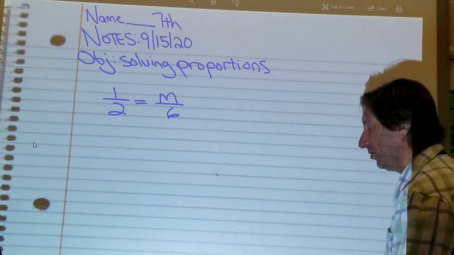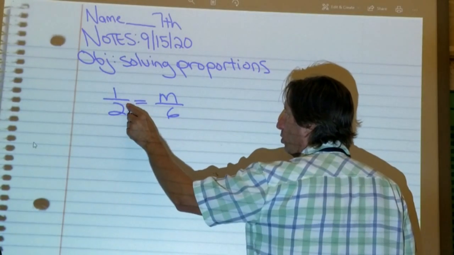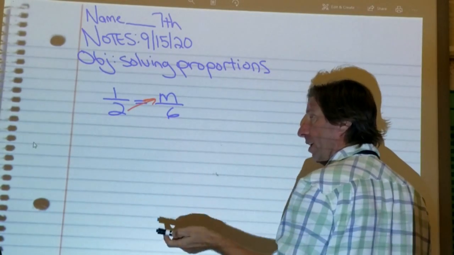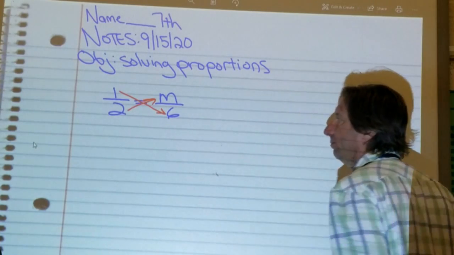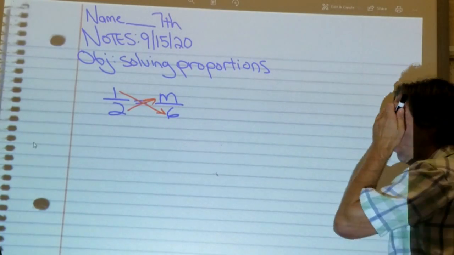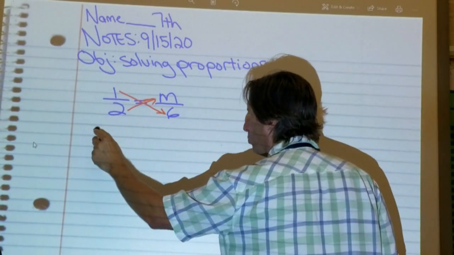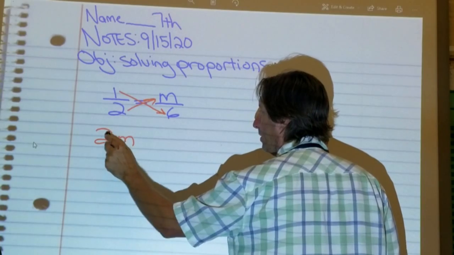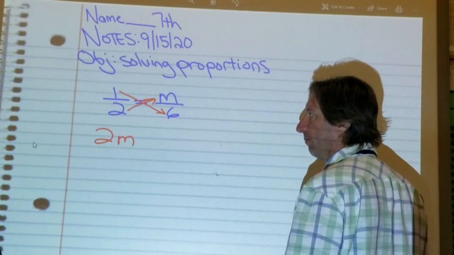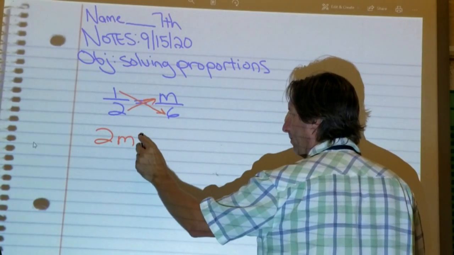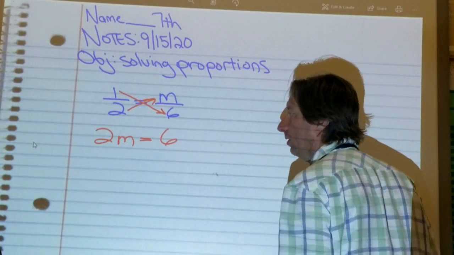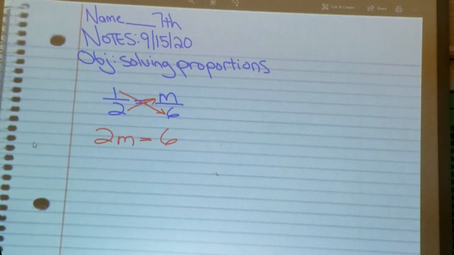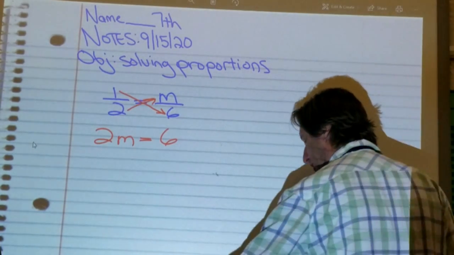We're going to cross multiply. So I'm going to do 2 times m, which you're probably wondering, how do I do that? Which I'll show you. And 1 times 6. So when we have 2 times m, all we do is we just write 2m. Because that means 2 times m, right? And then we put our equal sign. Then I do 1 times 6. And now I have an algebra equation, which we've already done a bunch of these. They're pretty easy to solve.